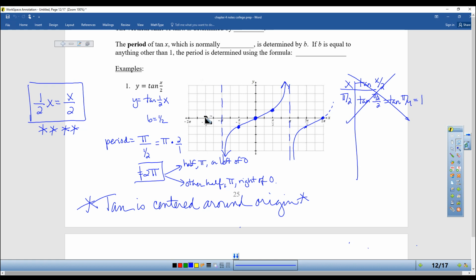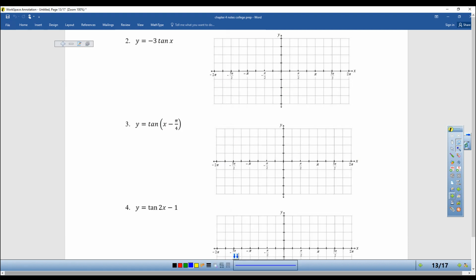And same thing over here. This is going to be at 1, 0. So I imagine that I've come up. It's going to go like that. Okay. So notice I didn't do any shifting or anything on this particular one. I was just trying to focus on that period because tangent is centered around the origin, and that's different than anything that we've done. So I hope that was clear.